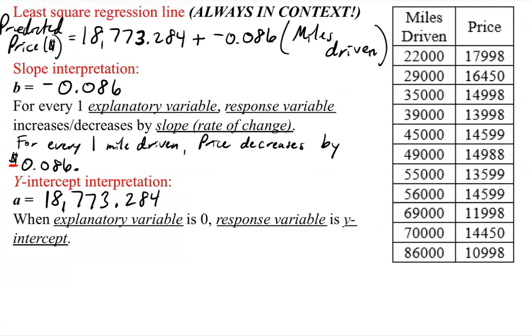If you're decreasing by a negative, what does that really mean? You're actually increasing, right? It's a double negative. So if you're going to use the word decreases, change it to positive. If you're going to use the word increases, you can leave it as a negative. Increases by a negative or decreases by a positive. Okay. So that says for every 1 mile you drive this car, you're going to lose about 9 cents.